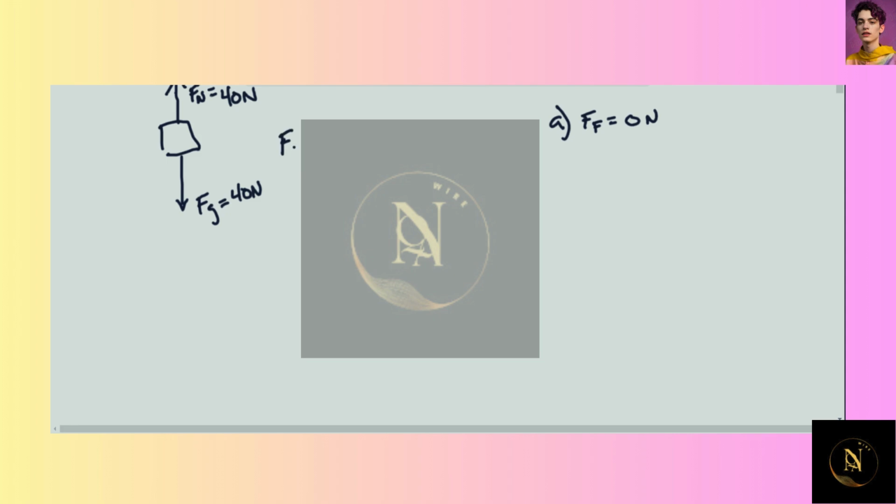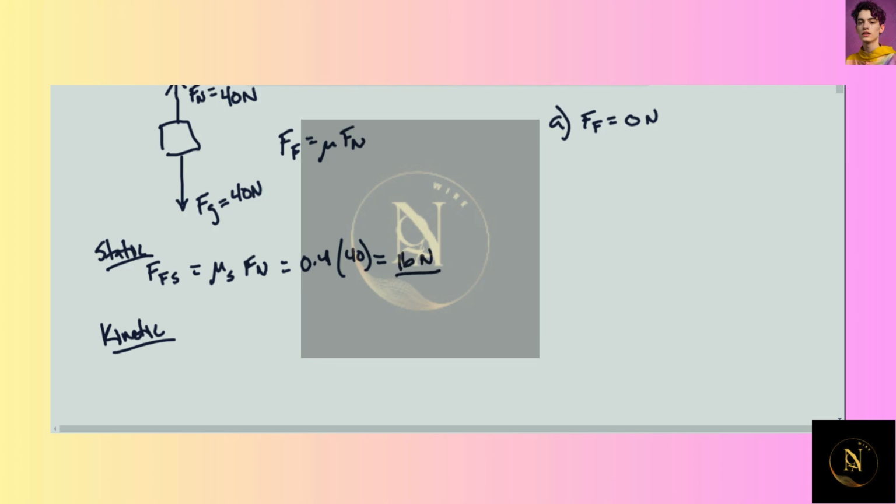And so to get friction, the frictional force is the coefficient of friction times the normal force. Okay, so there's two types. There's static friction and there's kinetic friction. The static friction is when the thing is at rest. So the static frictional force is the coefficient of static friction times the normal force. The coefficient of static friction is 0.4 and the normal force is 40. So that means the static frictional force is going to be 16 newtons.